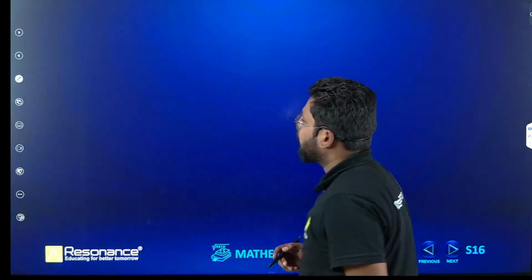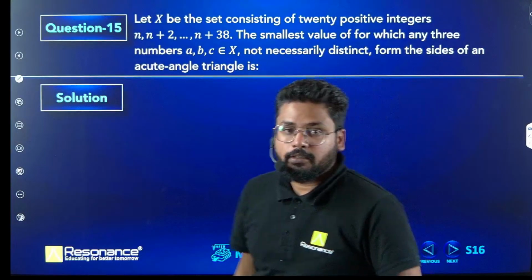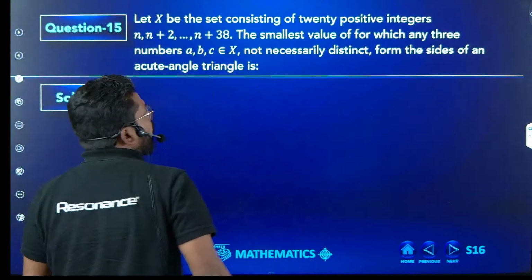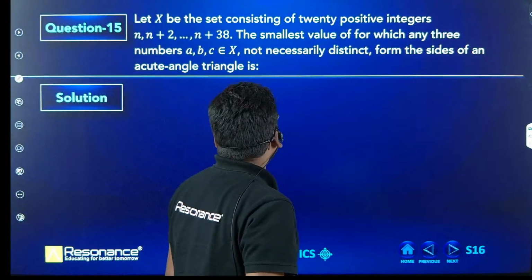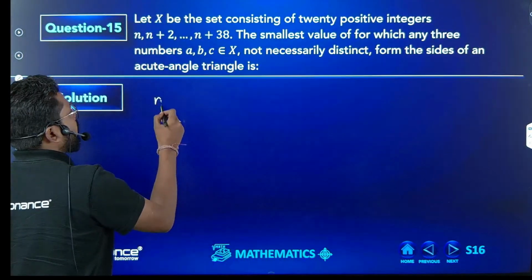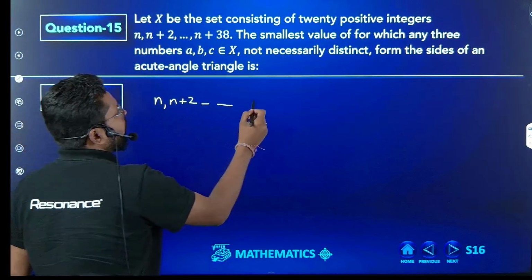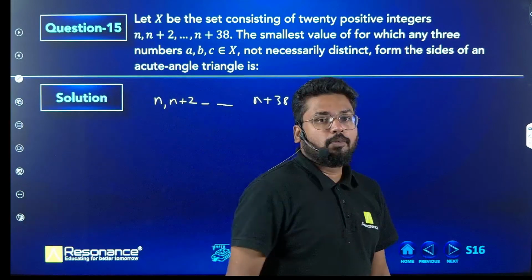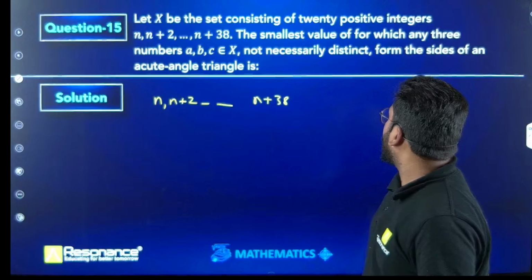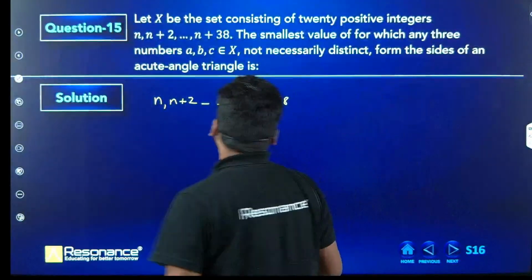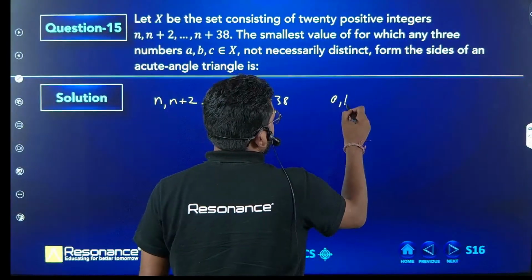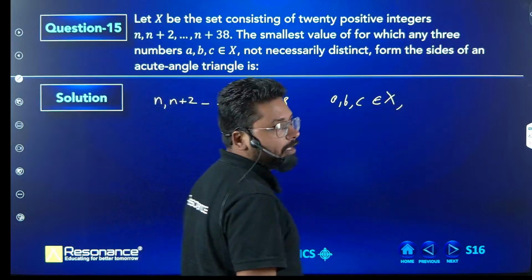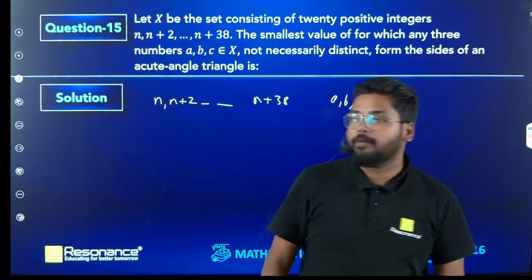Now students, we will be doing the next question, number 15. Let X be the set consisting of 20 positive integers n plus 2 till n plus 38. Okay, these are the 20 positive integers. Find the smallest value of n for which any three numbers A, B, C belonging to X, but not necessarily distinct, which means they can be the same. We can take the values the same.